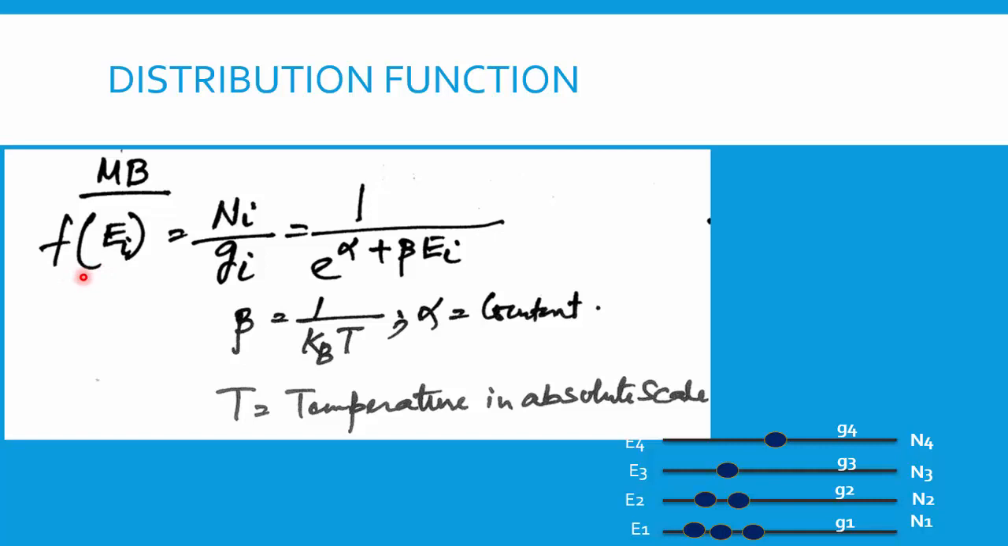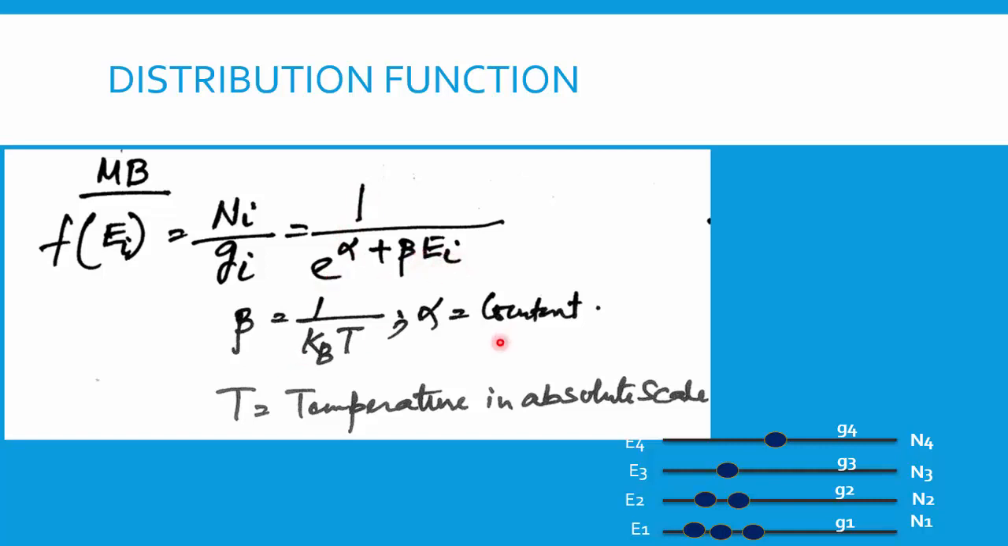F is called the probability of the distribution. It is a function of energy. Obviously, the number of particles might change by the influence of temperature. So F is a function of energy, which is again called n by g. The number of particles with respect to quantum states might change by the influence of temperature. Why I am saying temperature: if you look at the right hand side, it says 1 by e to the power of alpha plus beta Ei.